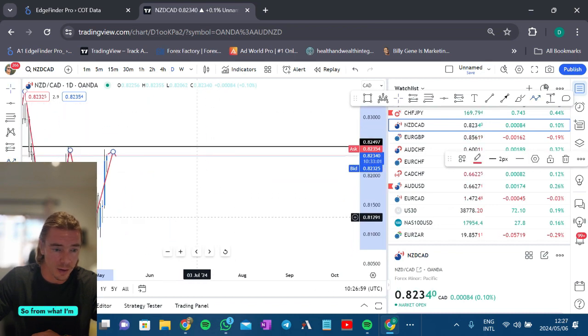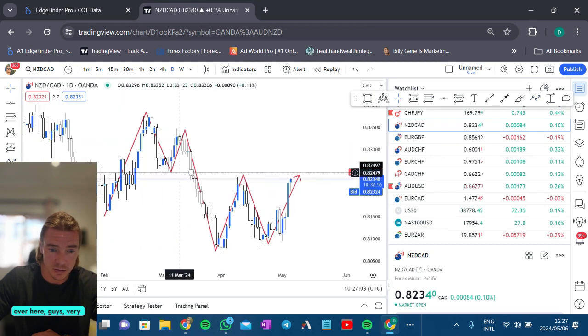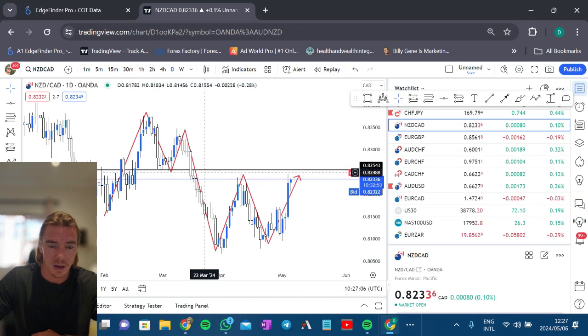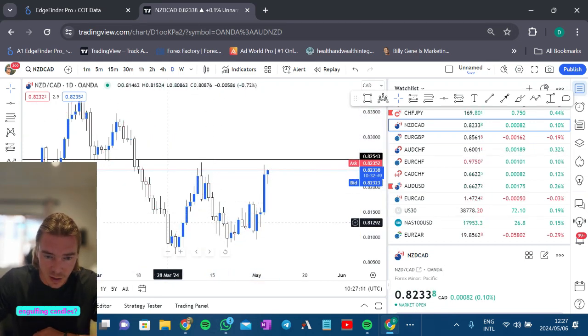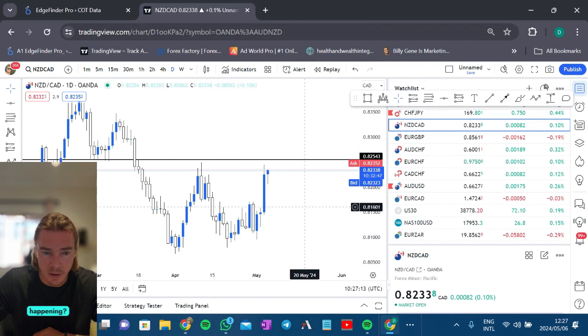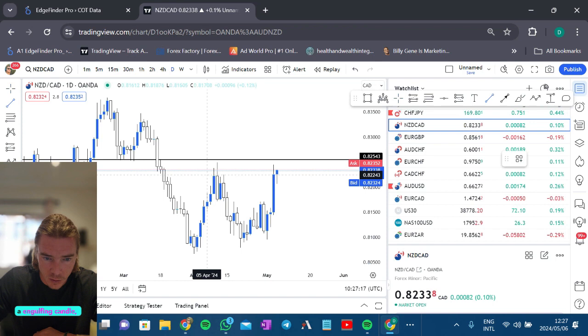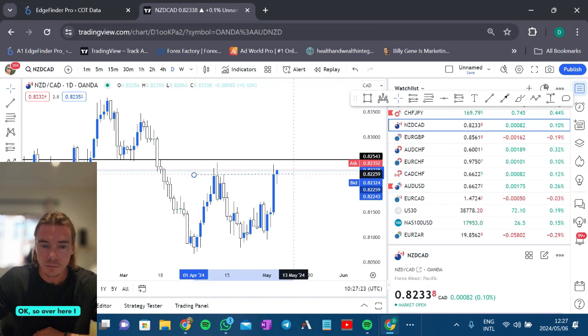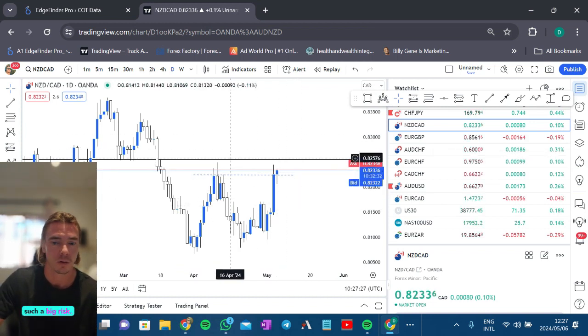So from what I'm seeing now, because we've had a break of structure over here, guys, very important to realize that, what we're going to do now is just double check, do we have any engulfing candles? What is actually happening? We do technically have here an engulfing candle, but it looks like the market is actually more aggressive going upwards. Okay, so over here I have actually decided not to take such a big risk.